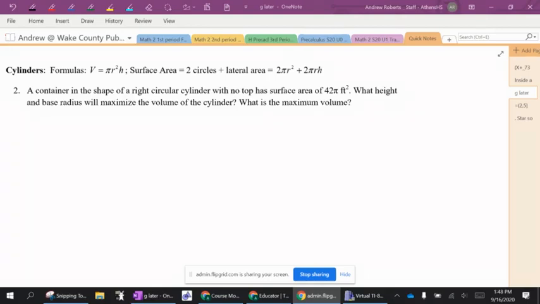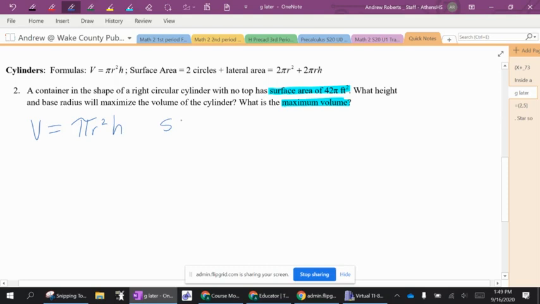In the second problem here, we're going to look at building the largest container possible with a set amount of material, so that we know we have a surface area of 42 pi feet squared, or square feet. We also know we want to maximize the volume. So this time, maximizing volume, which means volume is going to be our primary equation. So from our equations there, we know volume is pi r squared times height, and our surface area.